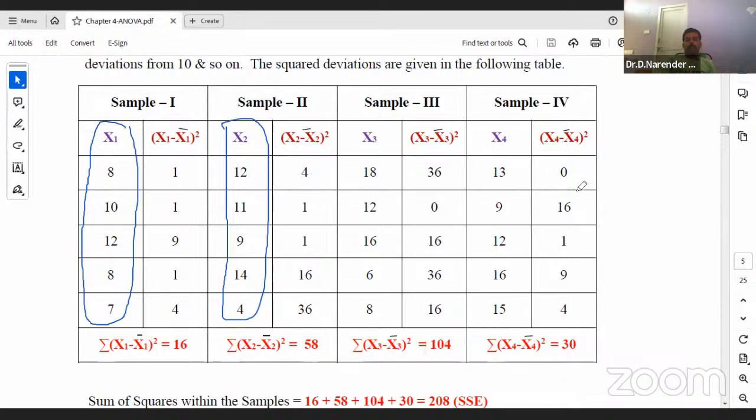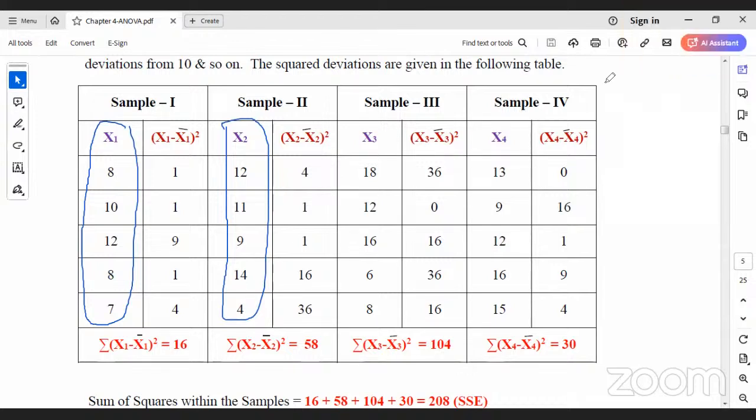The next, x bar 4. The average, how much? x bar 4 is 13. Okay. 13 minus 13. See here, 13 is there. 13 minus 13 is 0. We got the answer. 0 square, 0 only.